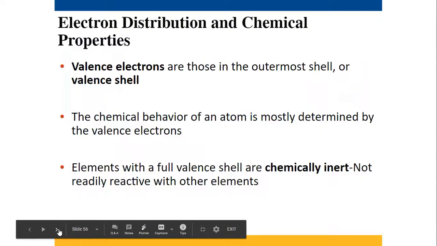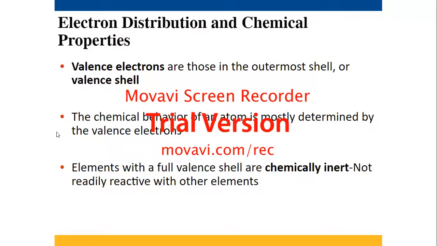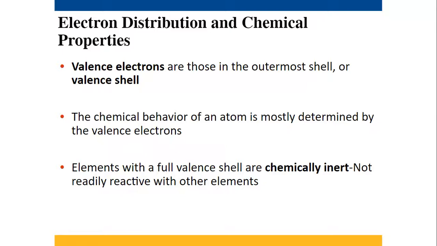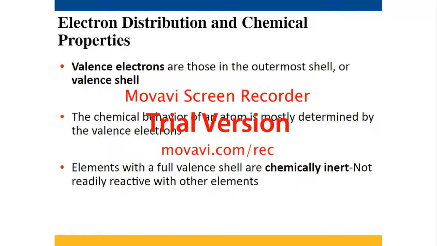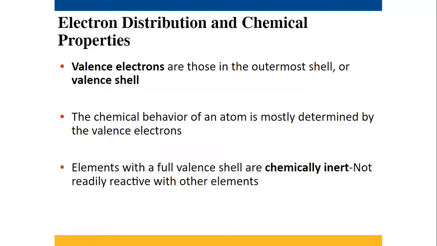So when you talk about valence electrons, you're talking about the electrons in the outermost shell. And it's these valence electrons that mostly determine the chemical behavior of an atom, because they're the ones that take part in chemical reactions. And remember, like I said, the reason you have chemical reactions is because those valence electrons want to achieve their most stable energy level, and they're going to go through chemical reactions to achieve that.